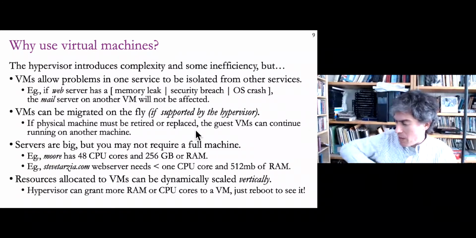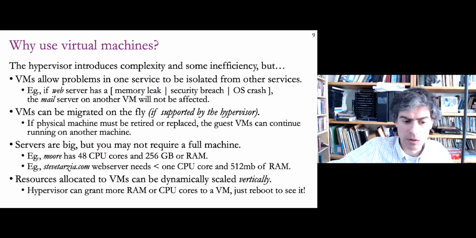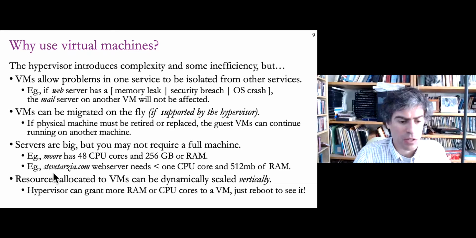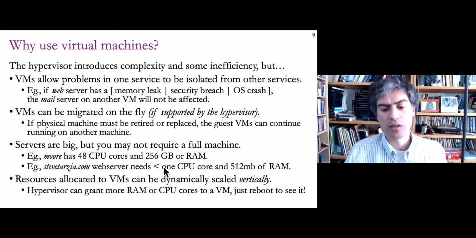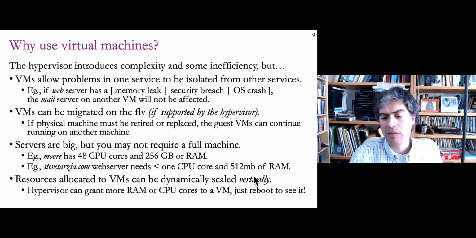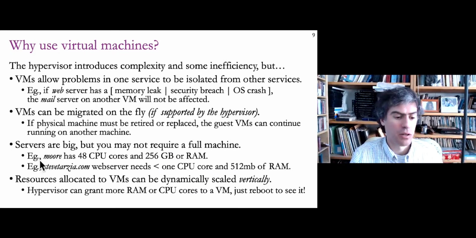For most applications, you don't need all of that to run your own application. So, for example, the server that runs my website needs less than 1 CPU core and about half a gigabyte of RAM. So with this big machine here, we could run maybe 500 websites that are as popular as mine is.